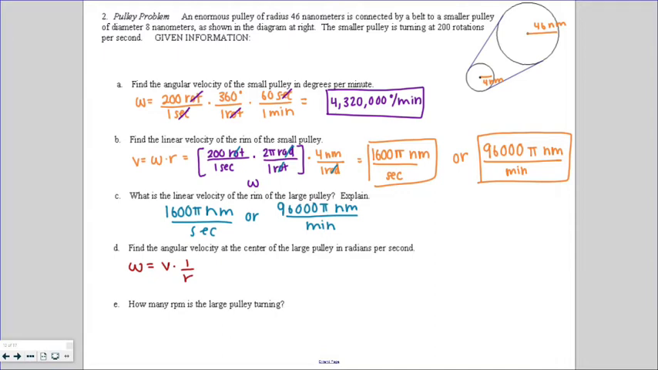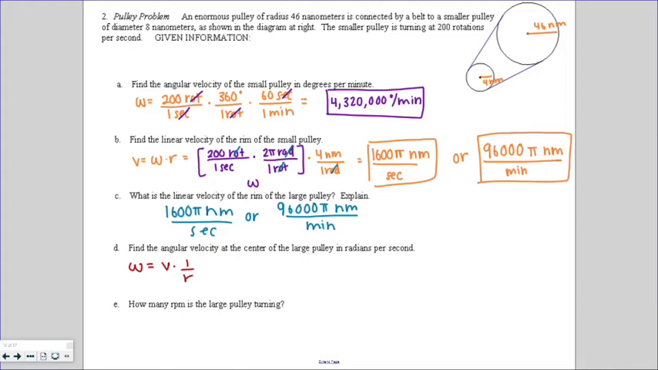Now here's the question. When we're sitting at the center of a circle, what is the value of r? 0. So when I plug 0 in here, what do I get? Undefined. But there's a problem with that, because I know that this circle, this gear, has to have an angular velocity. If it's turning, it has an angular velocity no matter where we are on that gear. So it can't be undefined. So what we have to do is approach this a little bit differently.